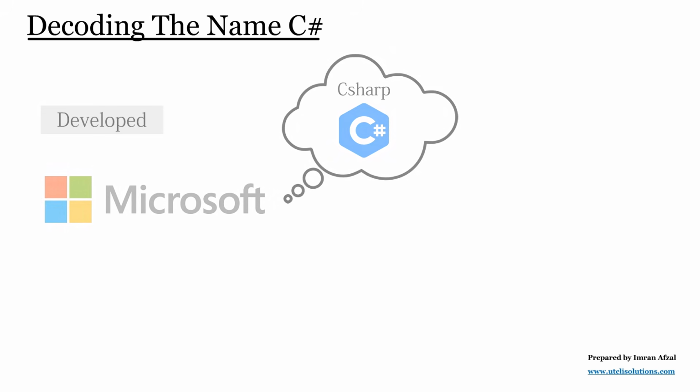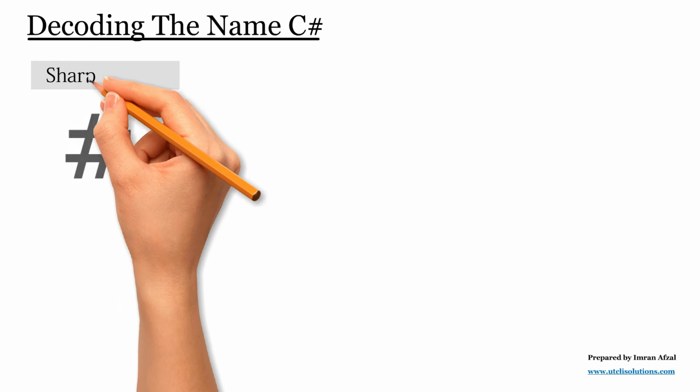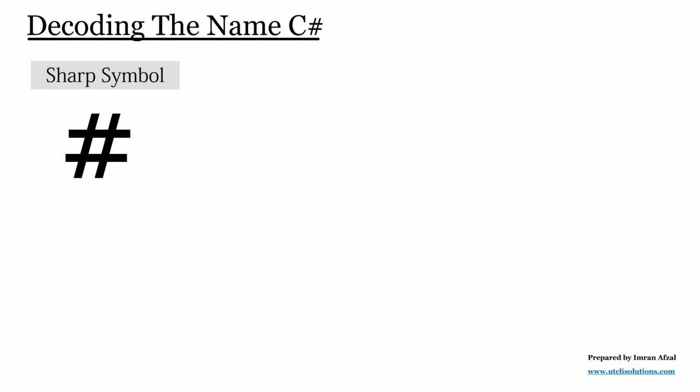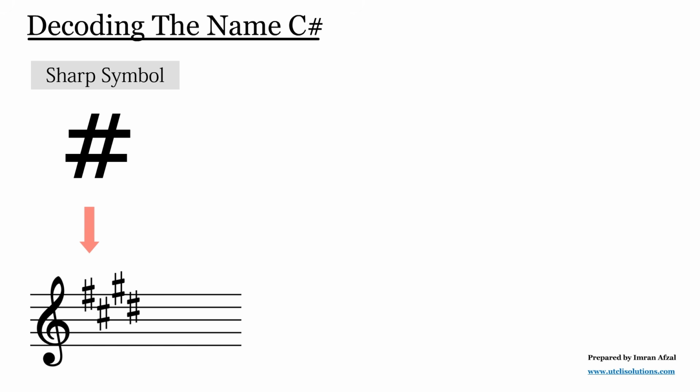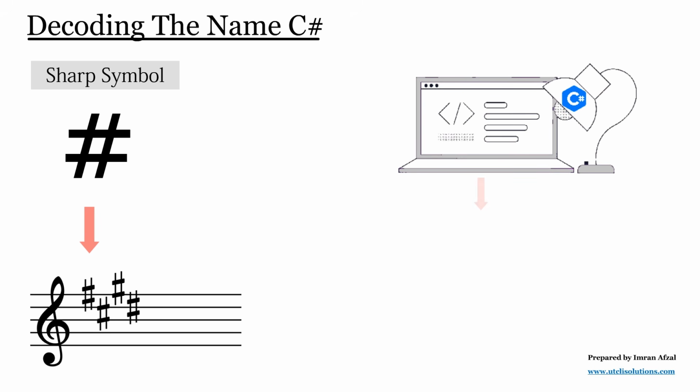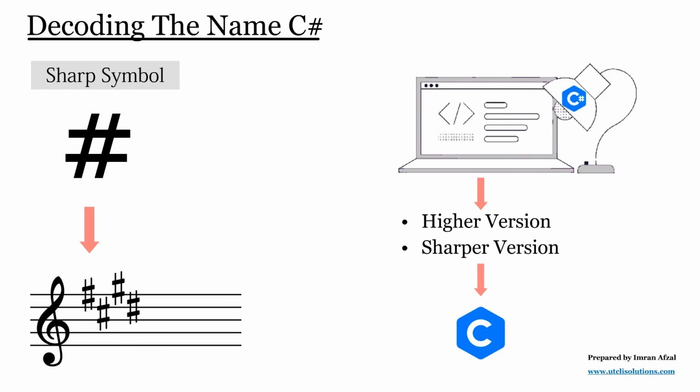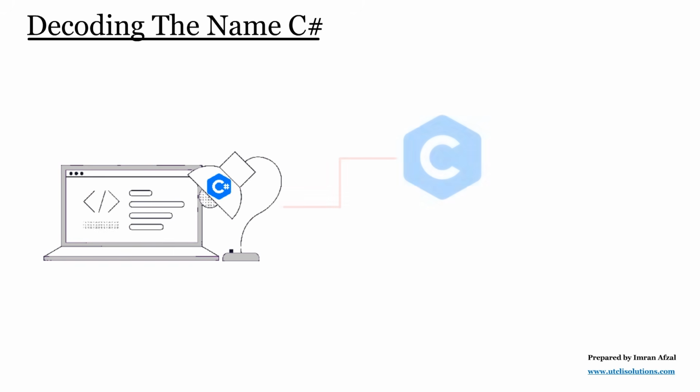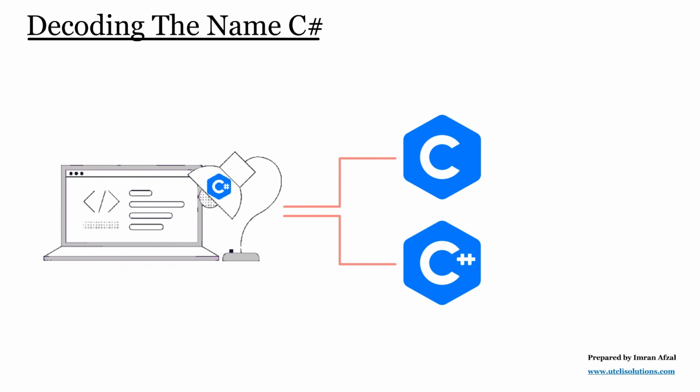Here's a breakdown. In music, the sharp symbol, which is the pound or hash, denotes that the pitch of a note is raised by a half step. The use of the sharp symbol in C Sharp symbolically indicates that the language is a higher or sharper version of C, implying enhancement or advancement. Now that's smart.